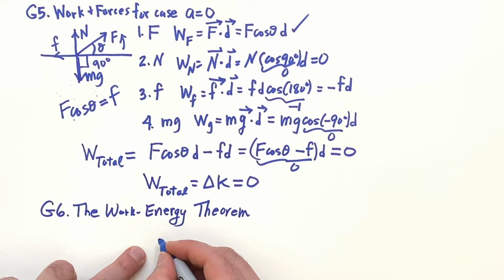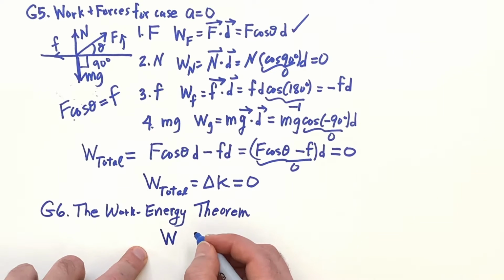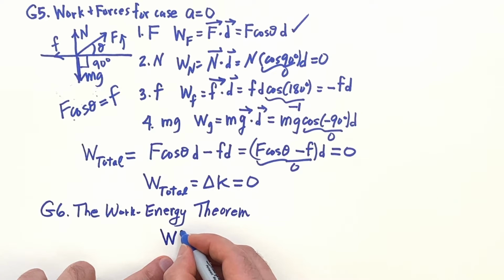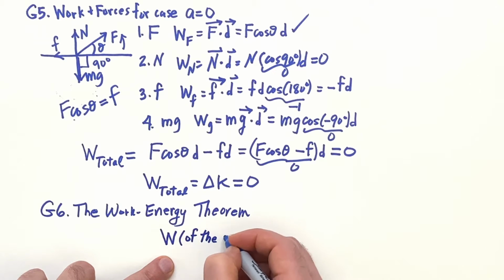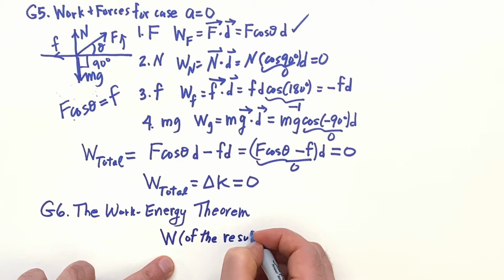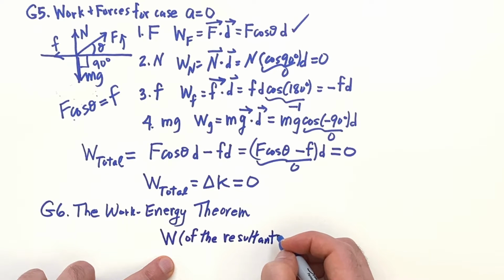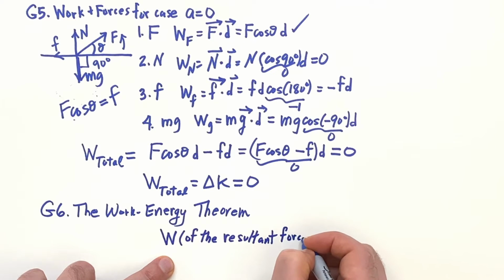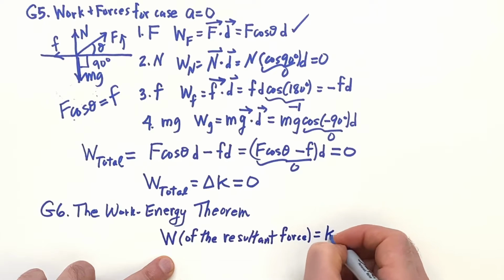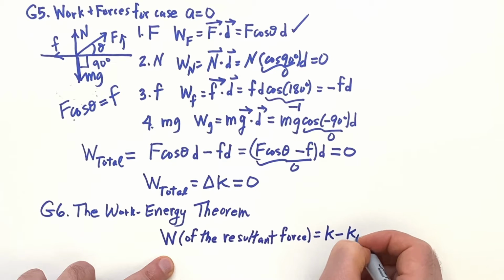The work-energy theorem says the work, and here to emphasize, we could say of the net force, or of the resultant, a word used for adding up all the forces as vectors, of the resultant force is equal to the change in kinetic energy.